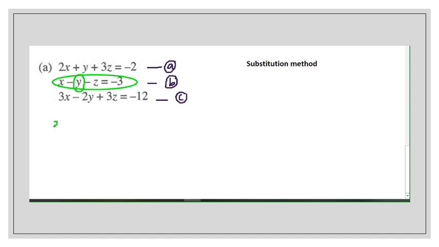From equation B, x minus y minus z equal to negative 3. Then your negative y equal to negative 3 minus x plus z, and make it a positive number, positive y, 3 plus x minus z. Okay, finish: your y in terms of the other 2 variables, y in terms of variable x, variable z, as equation D.